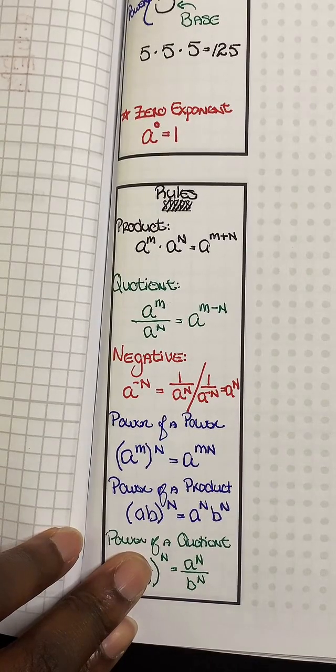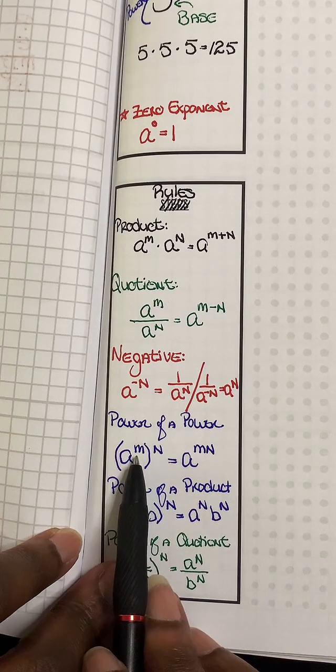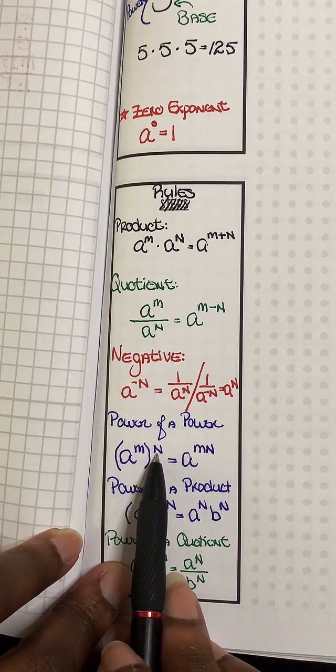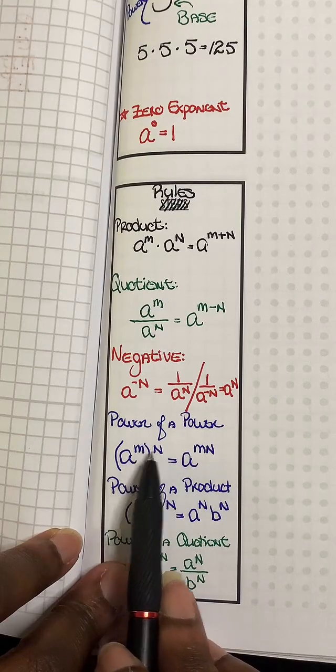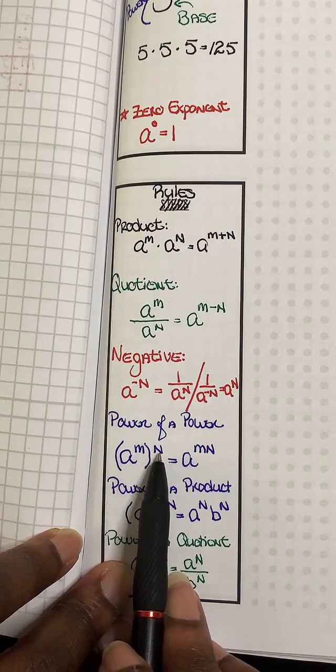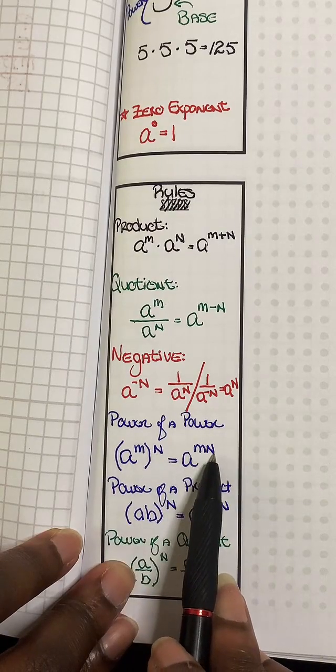Okay? Power to a power. Anytime you have an exponent being separated by a parenthesis and then multiplied to another exponent, this is multiplication. Okay? So 5 times n, or mn for short.